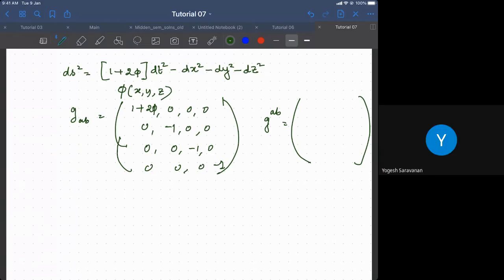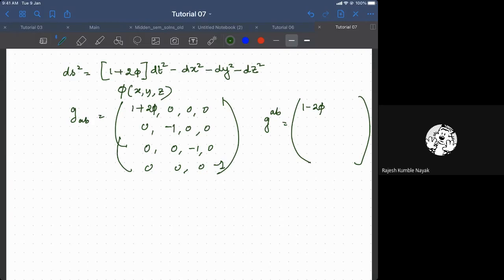It would be 1 by 1 plus 2 phi. It would be 1 diagonal minus 2 phi. This should be 1 minus 2 phi because we have already assumed phi is very small. So 1 by 1 plus 2 phi becomes 1 minus 2 phi.